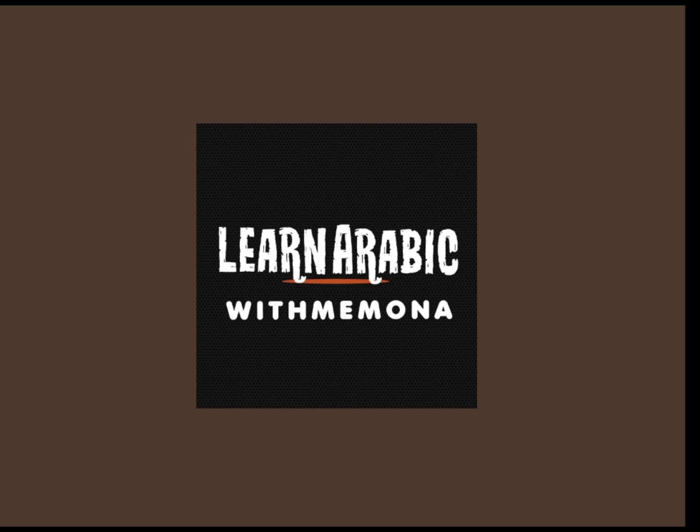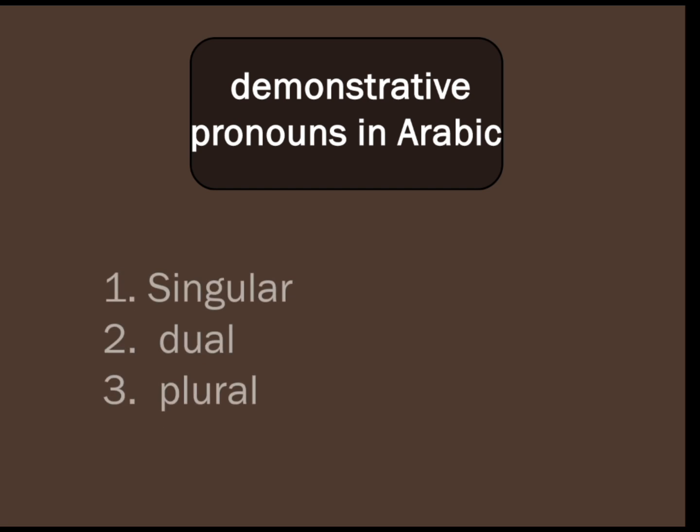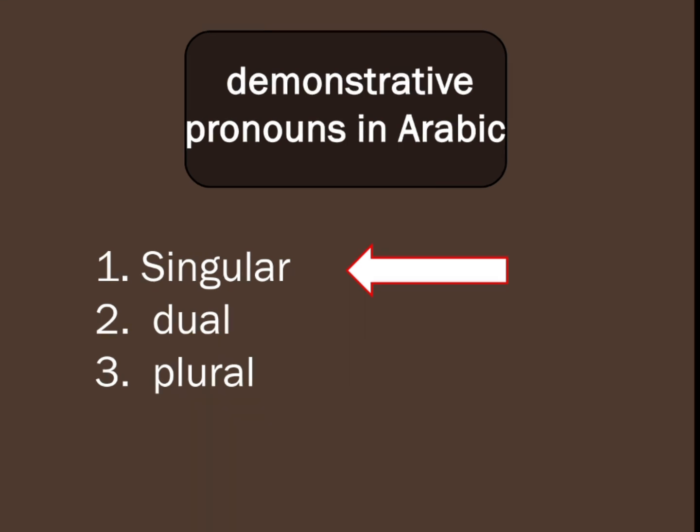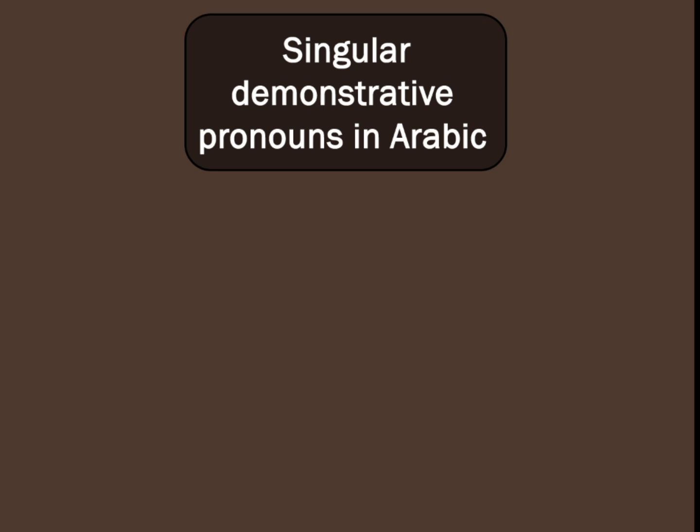In this lesson, we will talk about some demonstrative pronouns in Arabic language. Demonstrative pronouns in Arabic language are divided into singular, dual, and plural. Today, we will focus on singular demonstrative pronouns. To understand what is demonstrative pronouns, it is like saying this in English. There are two ways to say this in Arabic.